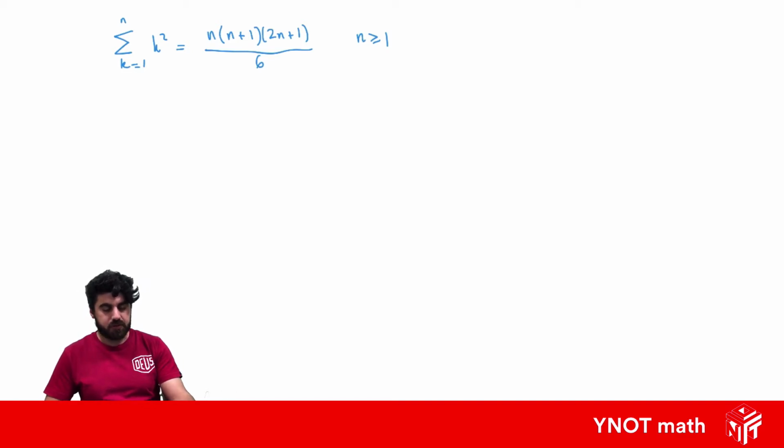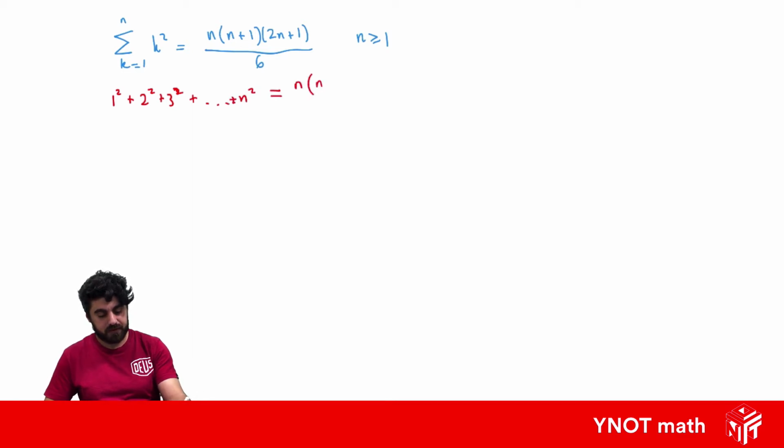So sometimes it helps to change the sigma notation into expanded form just to see what's going on. So we start off with k equals 1, so we have 1 squared, then we keep increasing k by 1, so we get 2 squared, 3 squared, and we keep going until we get to n squared, and we need to show that that's equal to n times n plus 1 times 2n plus 1 all over 6.